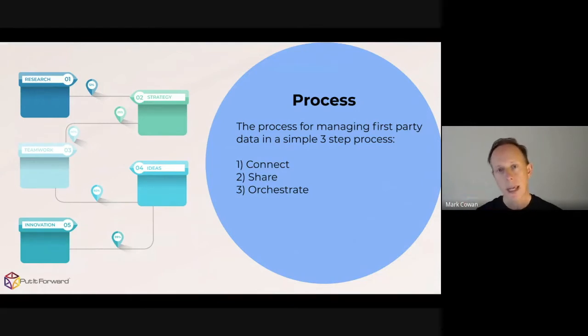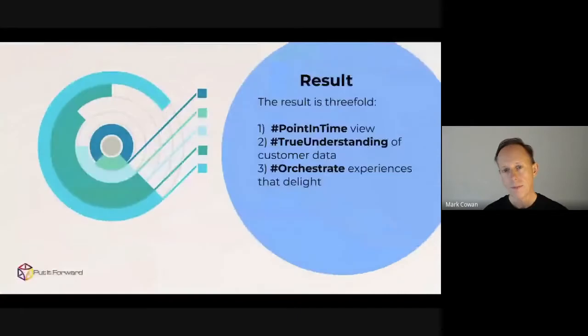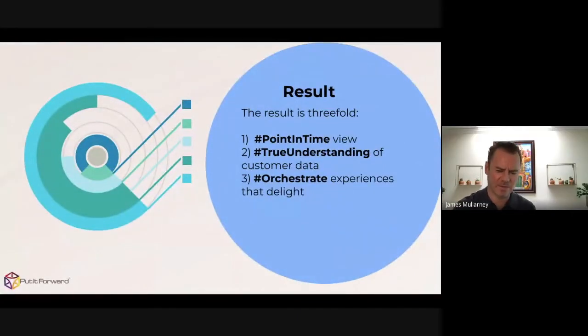And then once you can, figure out when to actually do that and what events you want to attach to that, all called orchestration. So the result of all of this, if you can pull this off, you should have a true point-in-time view of your situation and a true understanding of all the customer data that you have on hand in order to orchestrate experiences that delight. Anything you'd like to add to that, especially why it's so important today to do that?